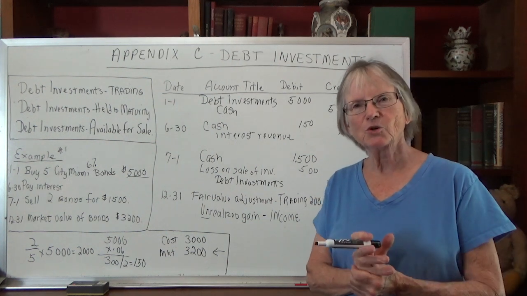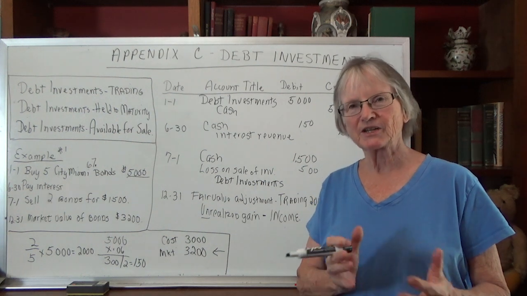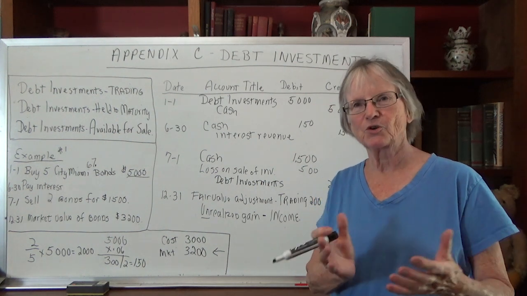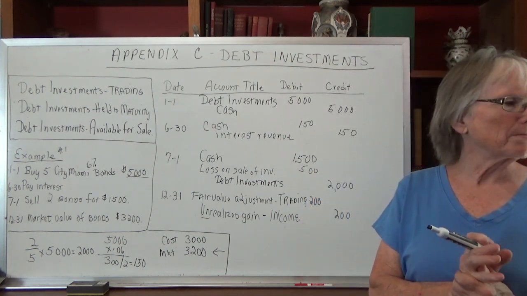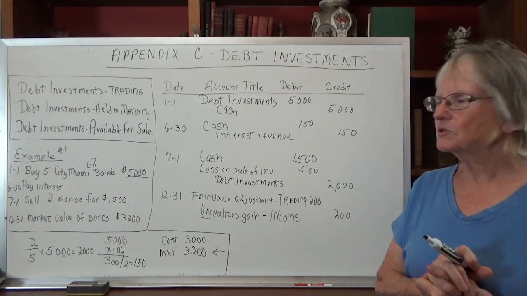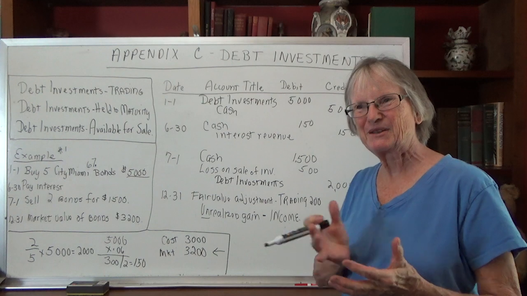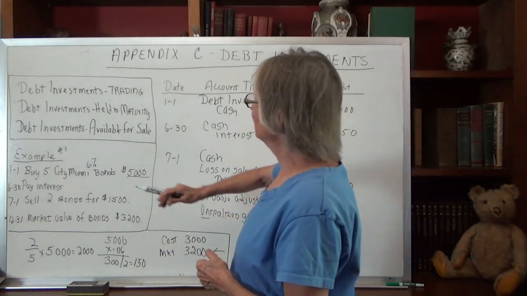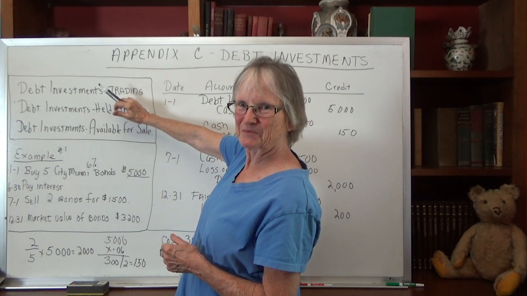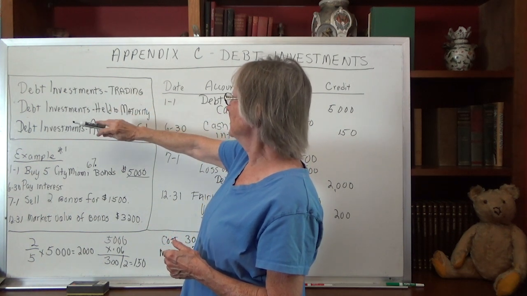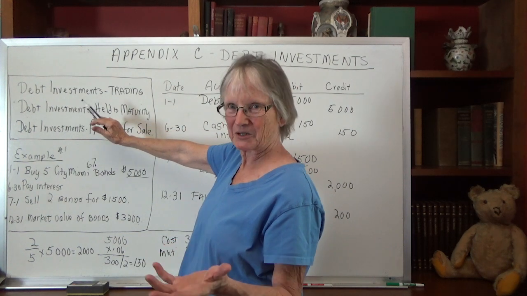Please take a look at the notes that go with this, that they're actually reported at their amortized cost. I don't want you to go on to other accounting courses and think it's just at their cost. We do not do the accounting for this category, but we have to learn about it, because the debt investments trading are the ones we're going to sell in the near term, very soon. Held to maturity, we're going to hold until they come due.